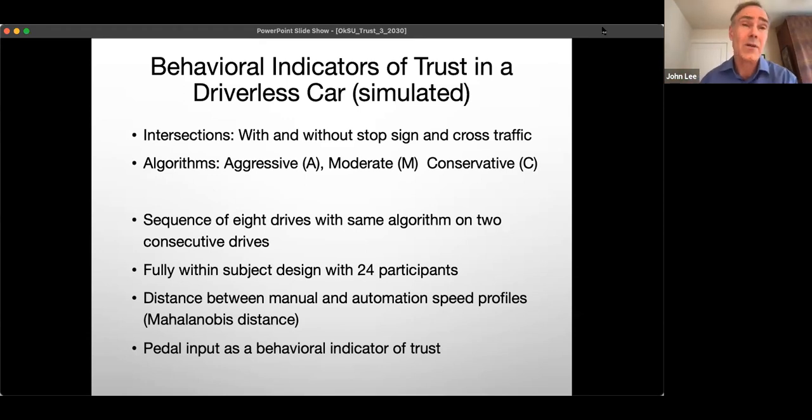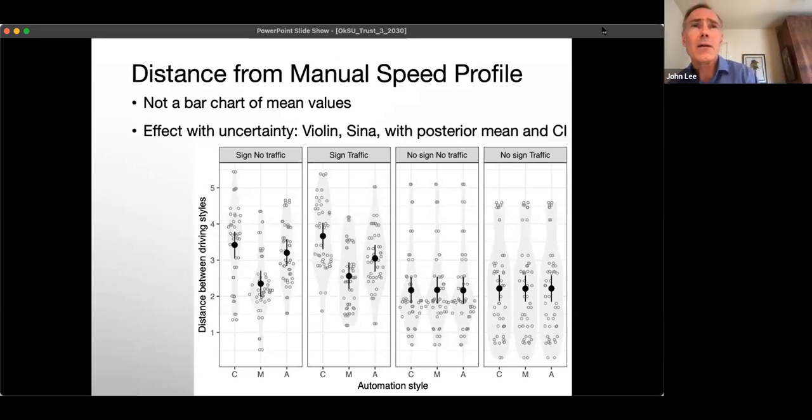So we told them to press the accelerator if you want to go faster, and not that it's going to directly affect, but just indicating to the algorithm that you want to go faster. It had no effect on the behavior of the vehicle. Likewise, if you want to slow down, press the brake if you think the algorithm should slow down. So this pedal input was a reflection of how they thought the automation was doing. It was not a reflection of their trying to override the automation. So what we're looking at here is the distance to the manual speed profile.